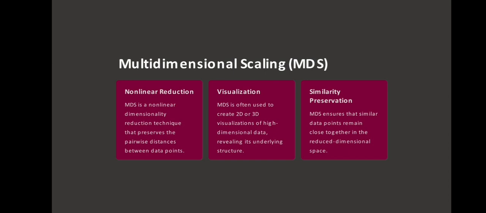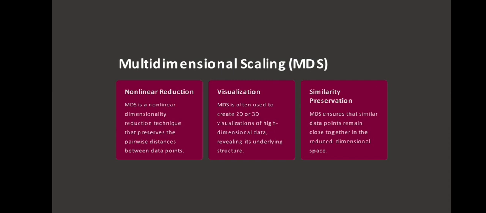So another technique is multidimensional scaling, MDS. This is a non-linear dimensionality reduction technique which preserves the pairwise distance between the data points. This means that this is a technique that creates visual maps of the data points based on their similarity and their differences. So it keeps the similar points together and different points far apart in a lower dimensional space. It is like making complex data easier to understand and interpret.